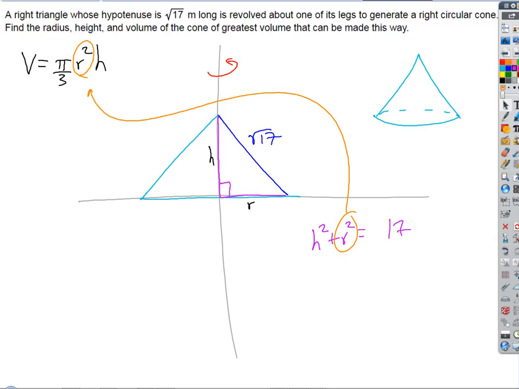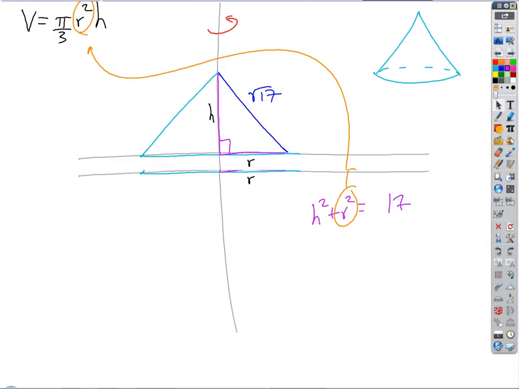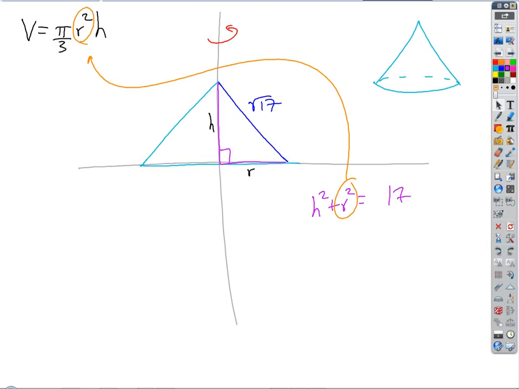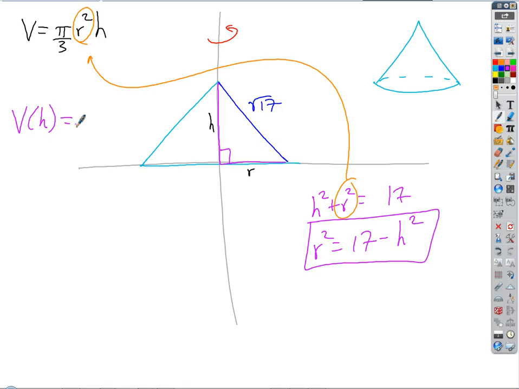If I solve for h, I'm going to get h equals the square root of 17 minus r squared. Well, I don't want to do that. So let's go ahead and write the primary equation. It's better to have the 3 over the pi so that's just a constant out front, yeah. So r squared equals 17 minus h squared. Plug that in and get V of h equals pi thirds times r squared times, oops, sorry.